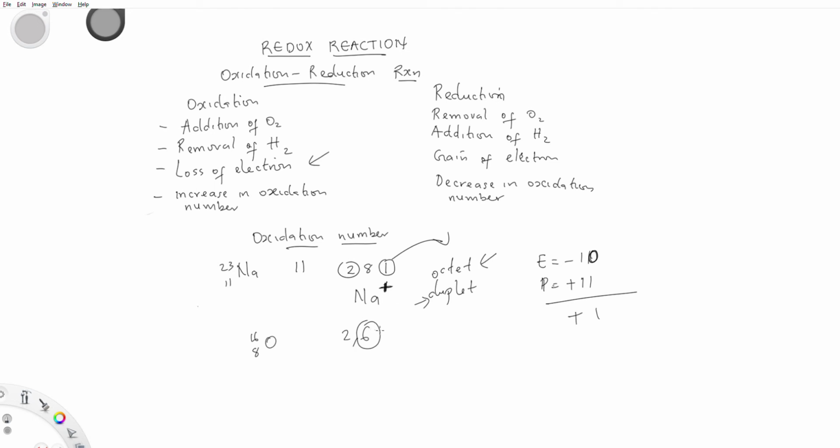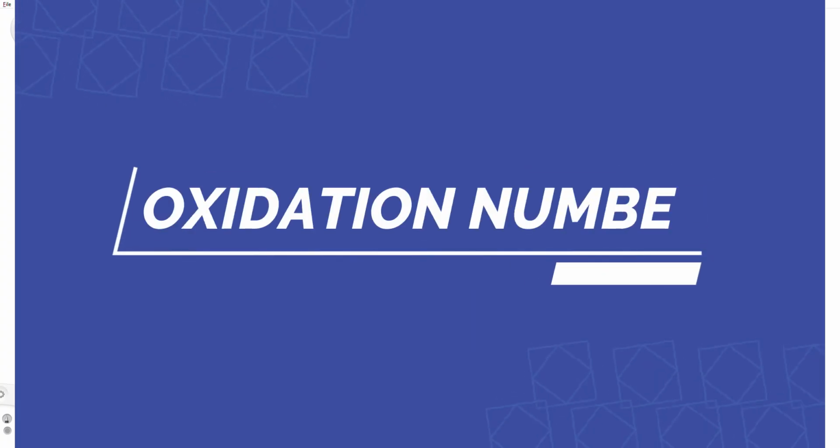So in order for it to be stable, it needs to accept 2 more electrons. Now, accepting 2 more electrons will reduce it to O2 minus, and that 2 minus on top is the number of electrons it has accepted. Now, those are the rules, and there are so many other rules, and you can always follow them in your notes. Just read them and understand. Now, I want to teach you how to calculate oxidation number.